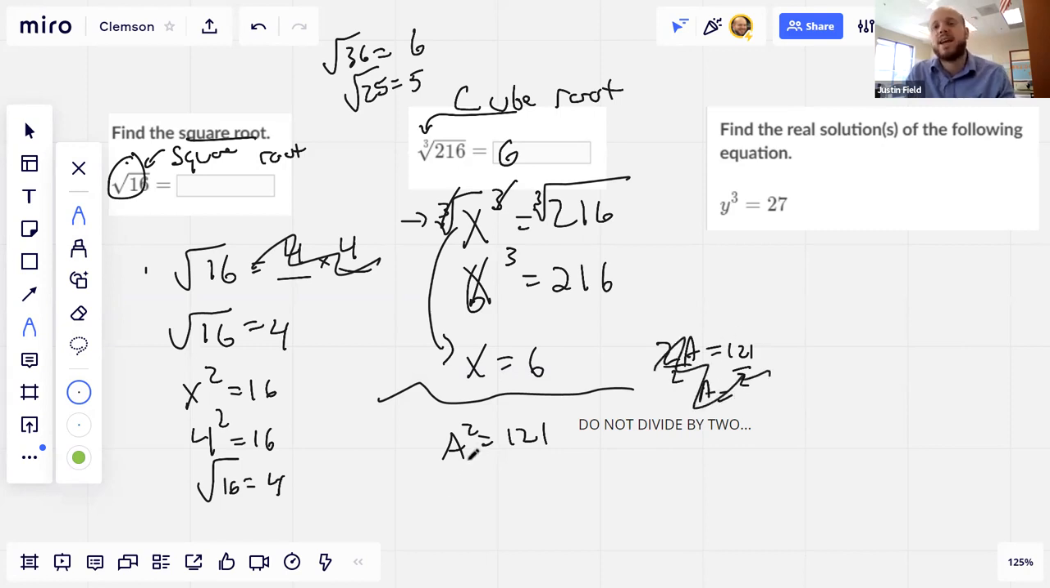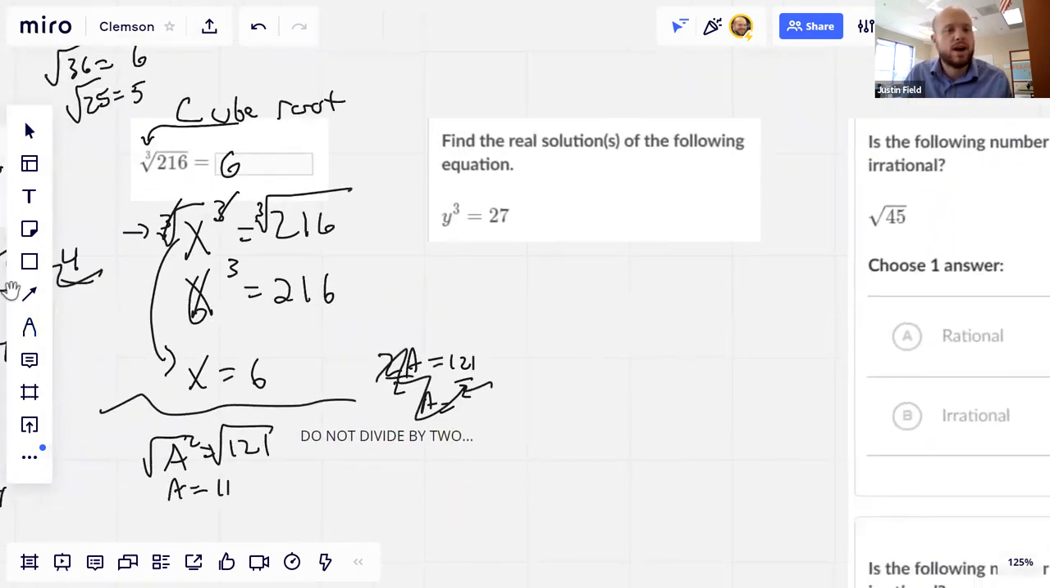But this is a squared equals 121. And the inverse operation of the exponent of 2 is a square root. And that's why the square root is important. It undoes the square, okay? And so we would get 11. That's enough about that for now. Talk more in class.